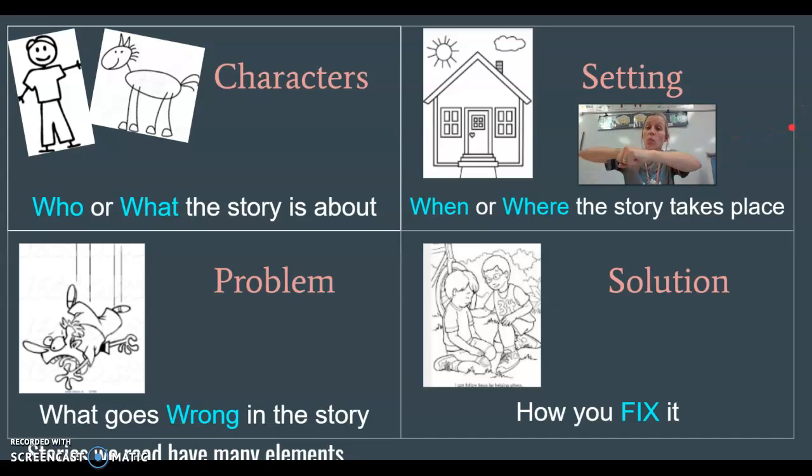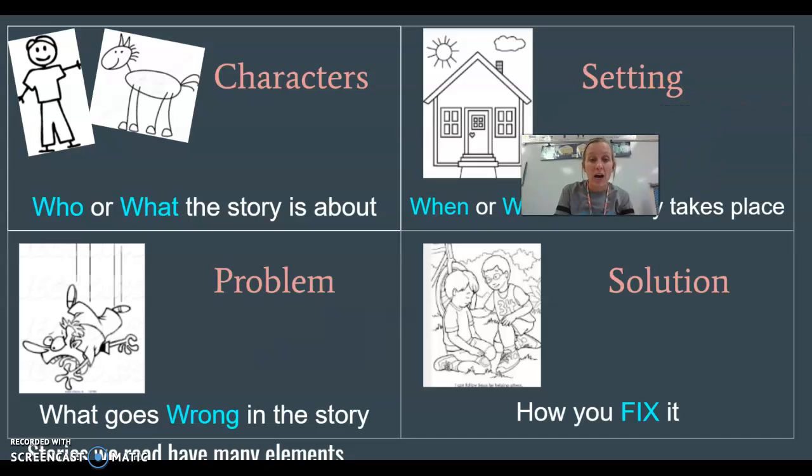The next story element is setting. Setting is when or where. So in First Day Jitters, where was Miss Hartwell? She was at her home and she was in the school. And when was this happening? During the daytime. Setting is when or where.